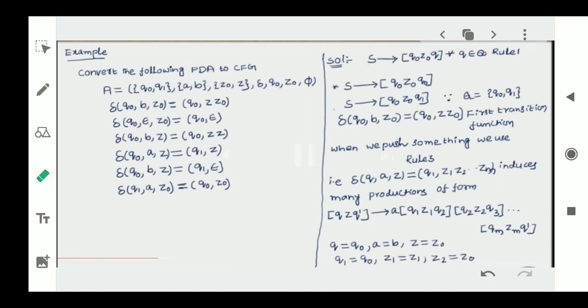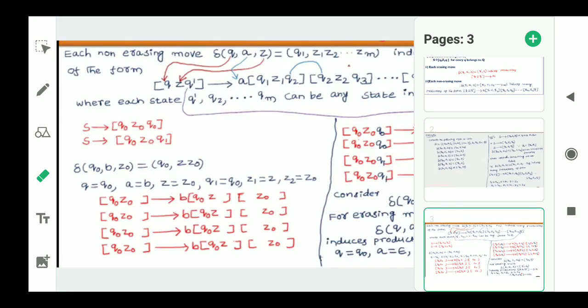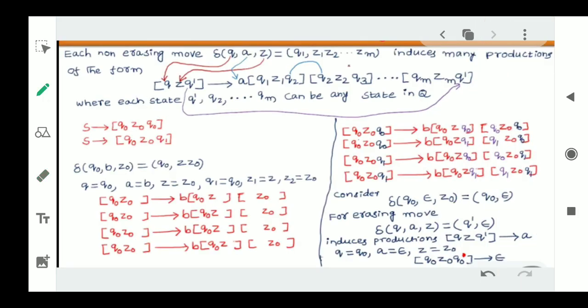After substituting the values in this equation, we will not get only a single production. It induces many productions of this form. We will get many productions while considering rule 3. We'll understand now what equations we are going to get. We have taken all the values here based on the rule 3 equation. Now we'll go to the next page and understand how we have solved this. See here, this step is already over.